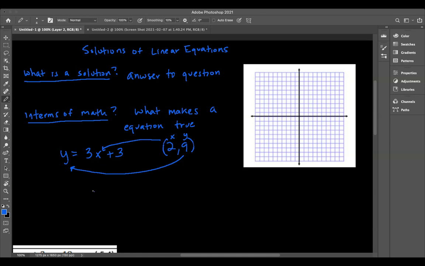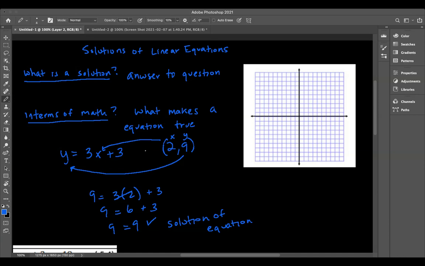So let's do that. 9 equals 3 times 2 plus 3. So we have 6 plus 3, and that equals 9, so 9 equals 9. That proves that this is a solution of the equation. That's what we're doing in math at this point: we're trying to find out where the solutions are of these linear equations.